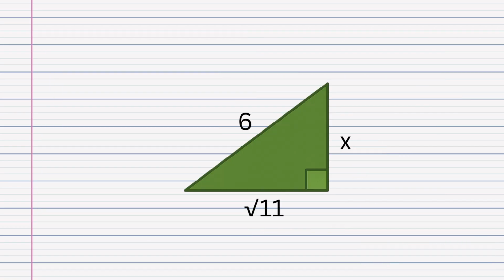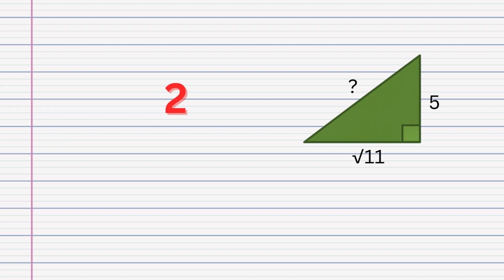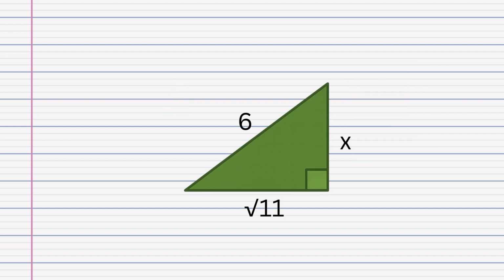Here's another example. Try to solve it while you pause the video. In this example, we know the hypotenuse and one side of the triangle, and the other side is missing. We use the Pythagorean theorem. The sum of the squares of the two legs equals the square of the hypotenuse.